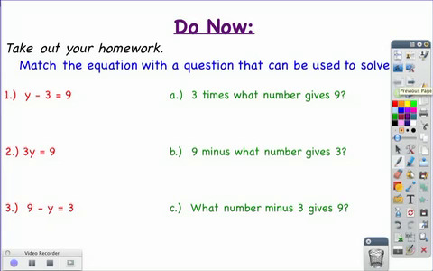Number 1 matches with C. What number minus 3 gives 9? Number 2 matches with A. 3 times what number gives 9? And number 3 matches with B. 9 minus what number gives 3?